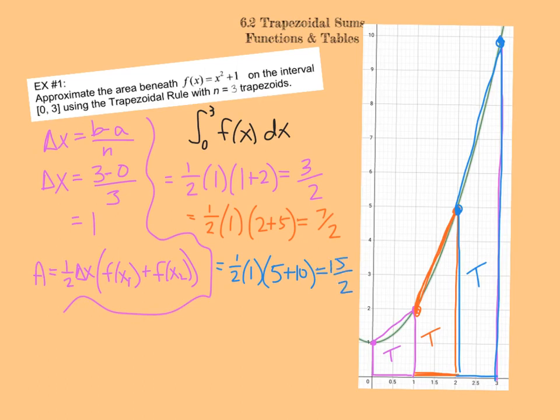Okay, finding our total, I'm going to add, they're all halves. So I'll add 3 and 7 to get 10, plus 15 is 25. So our trapezoidal sum with 3 trapezoids is 25 over 2, which is 12.5. Cool.